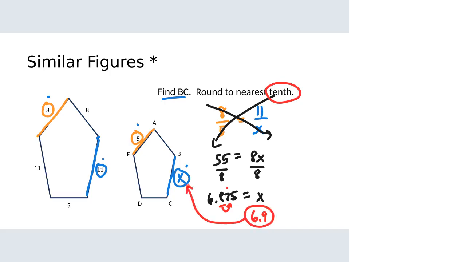So how long was this side right here? It has a length of 6.9. We weren't given units. We don't know if it's inches, feet, yards. Doesn't matter. It has a length of 6.9. Let me know if you have any questions on that one. All right.